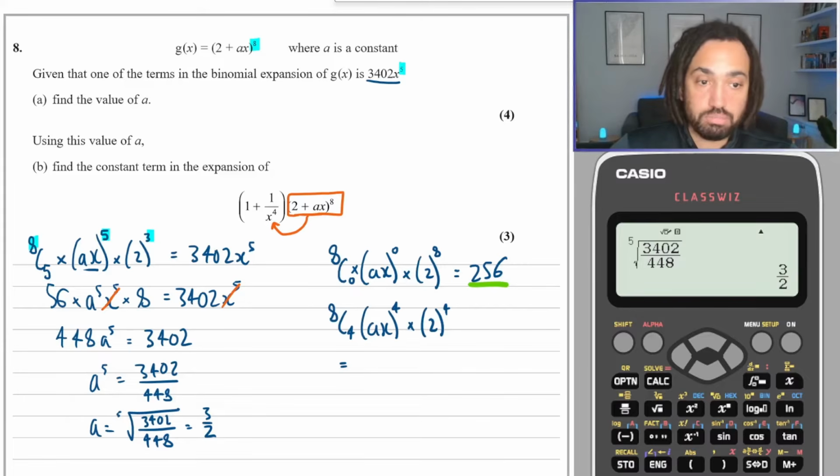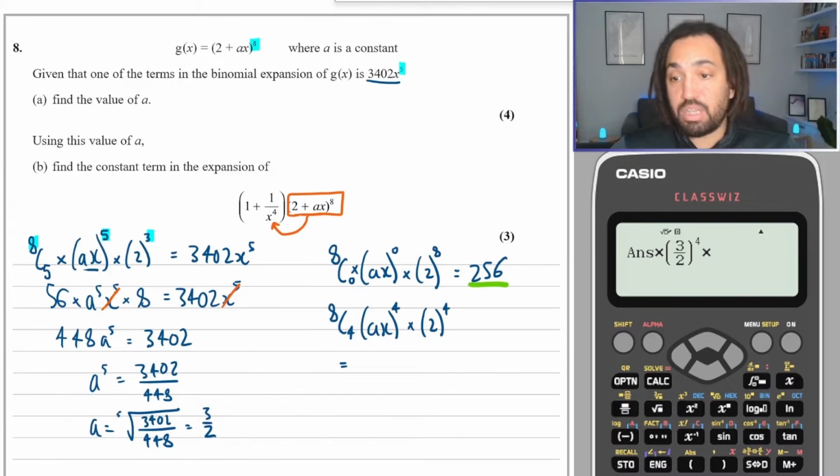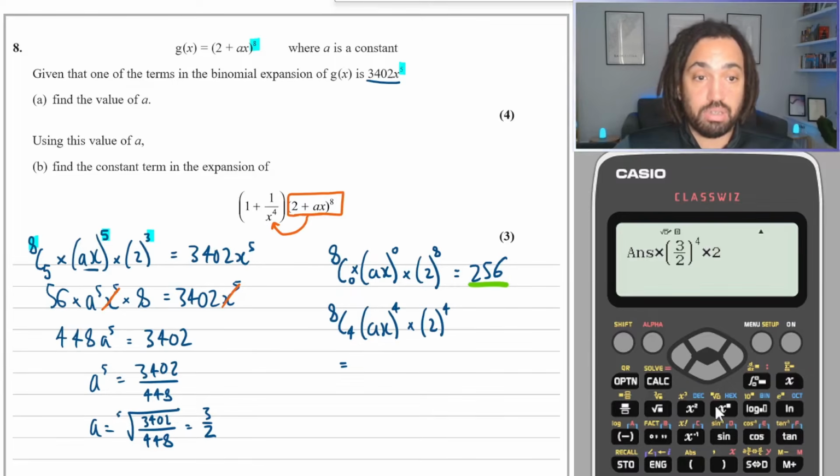8 choose 4, don't know what that is, so let's find what that is. 8 choose 4 is 70. That will need to be multiplied by 3 over 2 to the power of 4, because a will need to be raised to the power of 4. And then that will need to be multiplied by 2 to the power of 4.